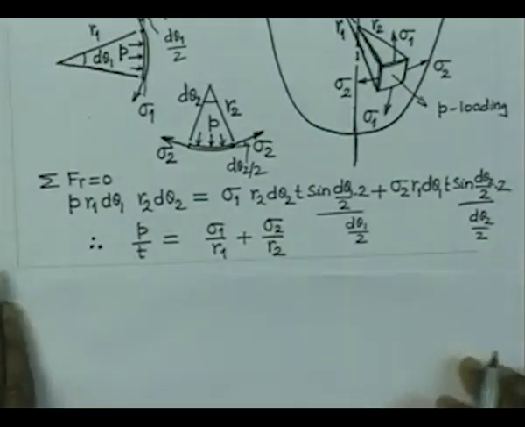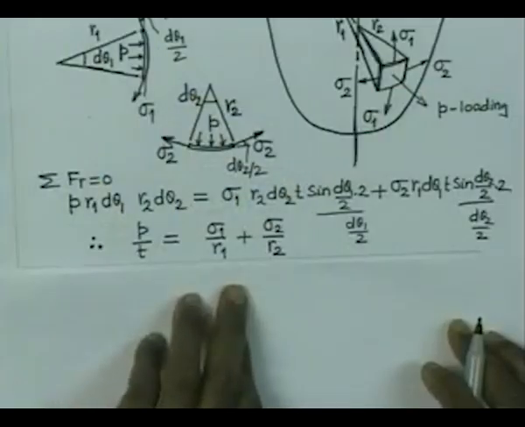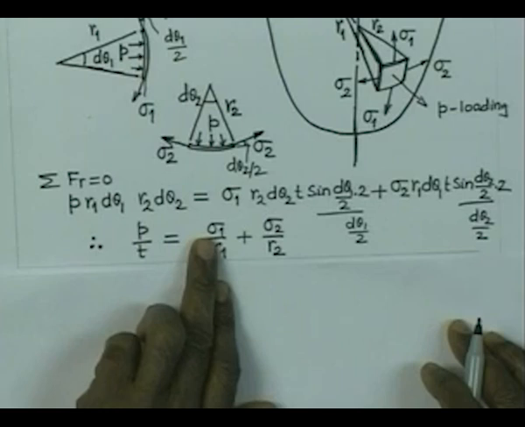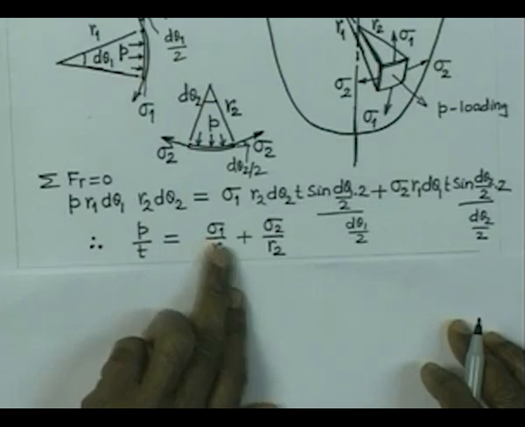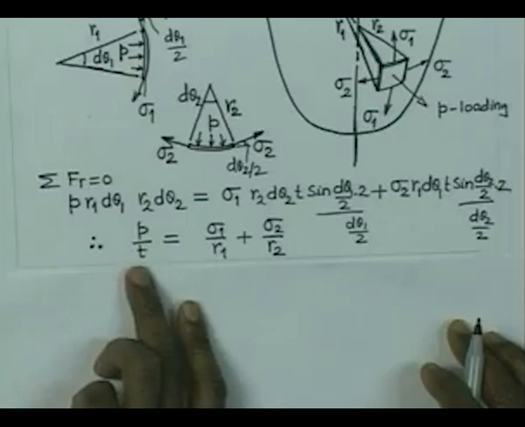The two principal stresses acting at a point in a doubly curved shell of revolution are related to pressure and thickness by this relationship, and this relationship is also very useful in determining one of the stresses if you know the other stress. More often you will find that the axial stress can be found out easily, then the other component of the stress, hoop stress, can be found out by making use of this formula.